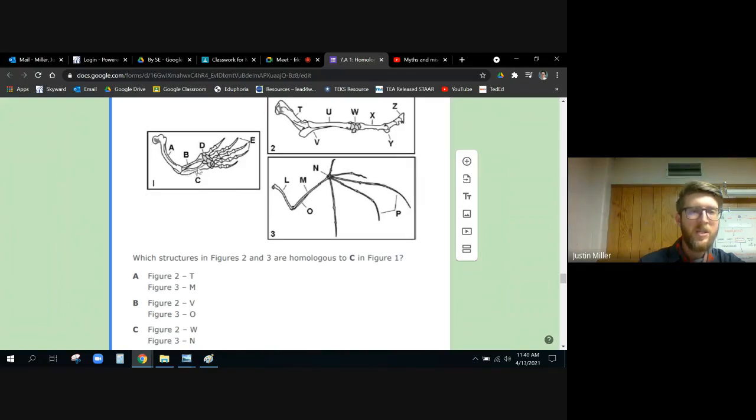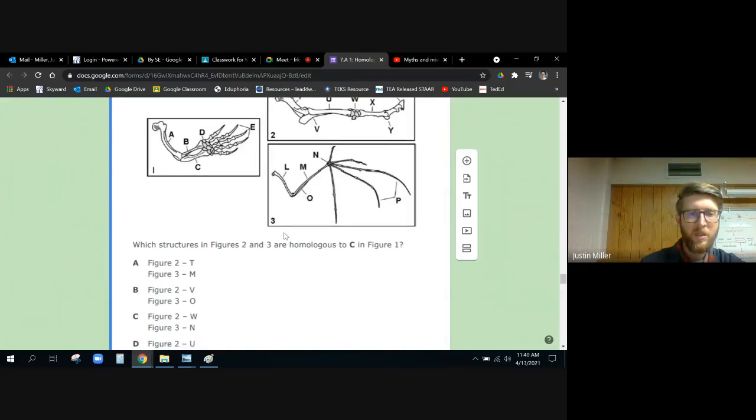So bone C is a small bone on the bottom underneath another bone that's attached to this big bone here. So here's this big bone, and then there's a smaller bone on top and a smaller bone underneath. Here's a big bone, and then a smaller bone on top and a smaller bone underneath. So the smaller bone underneath is the same as V in number 2 and O in number 3. So that is B.